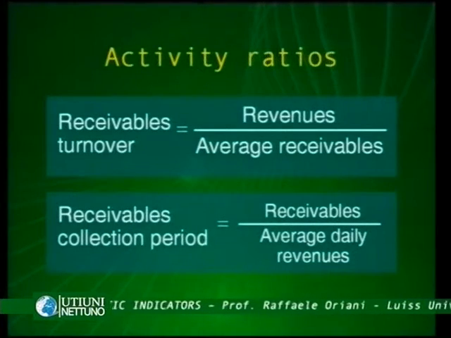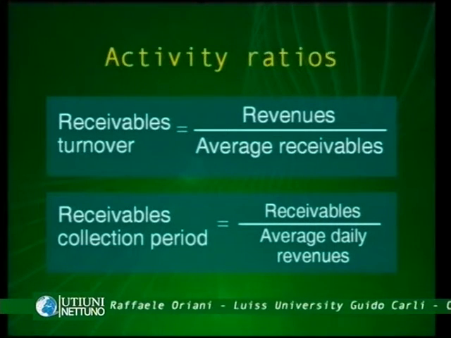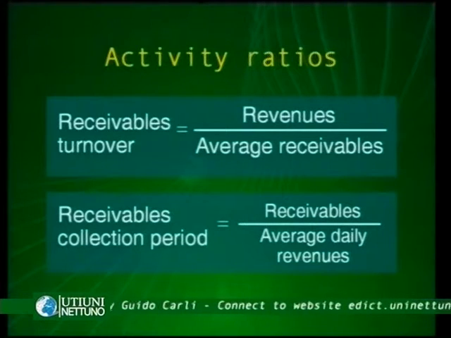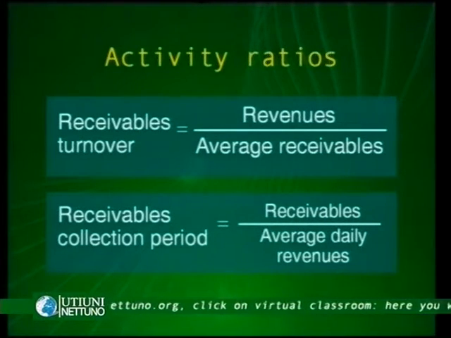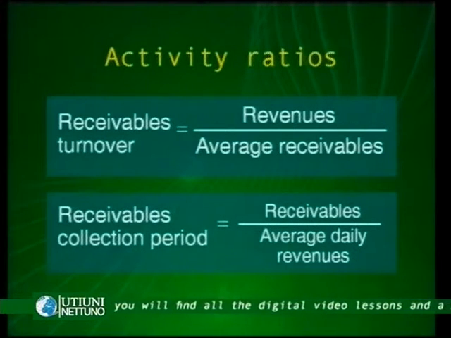Another way to look at the receivable policy is the receivable collection period. So the receivable collection period is equal to the ratio between receivables and average daily revenues. Receivables are the receivables that you have in a particular year of the life of the project. And average daily revenues are just the revenues that the project is expected to generate in that particular year, divided by the number of days in a year.